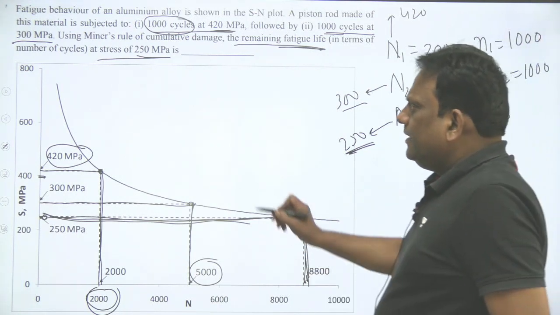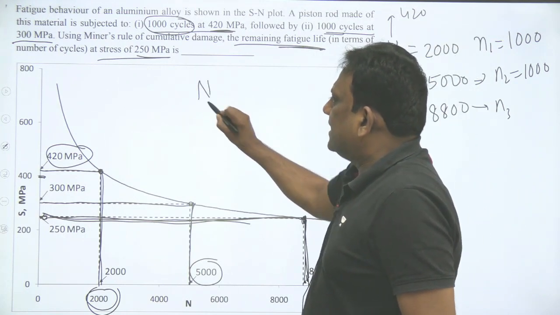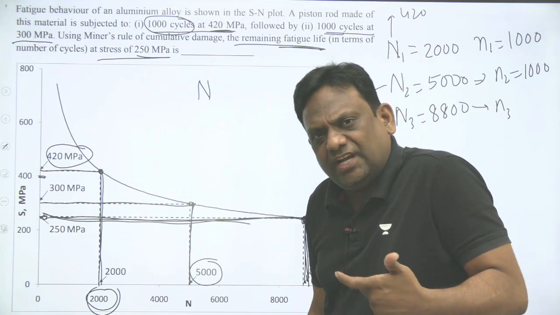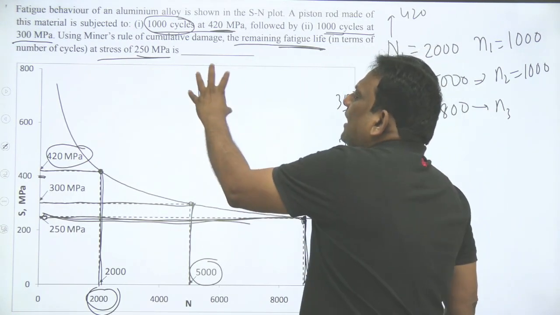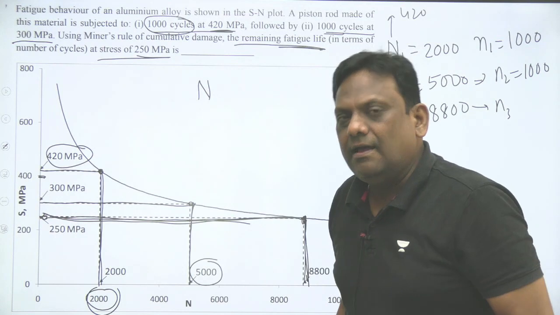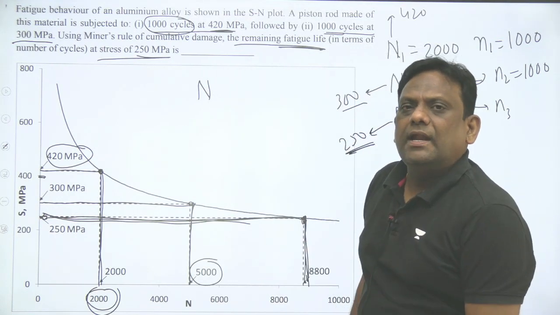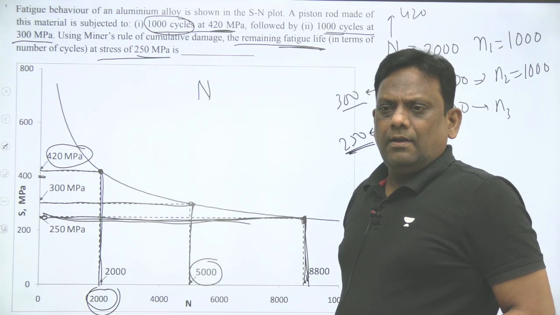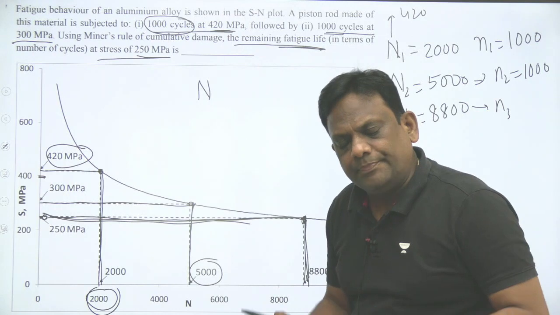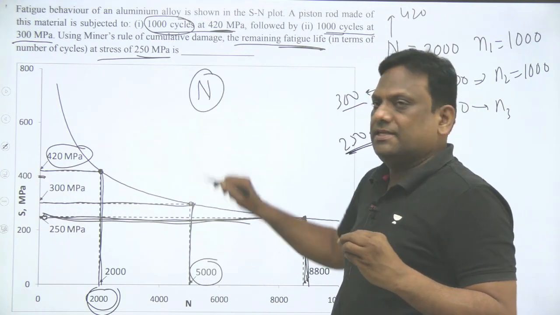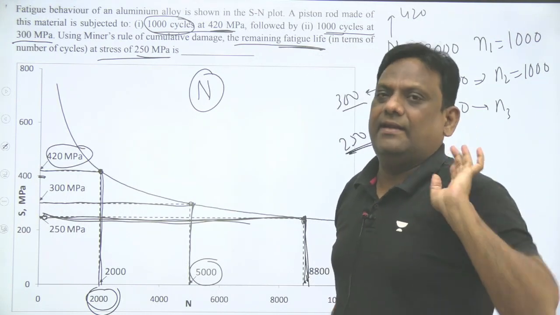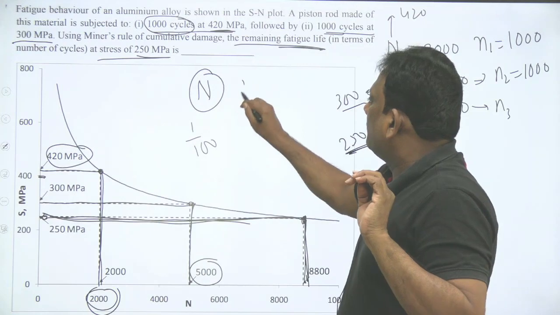Look at this: if the life under some stress is n, what is the fraction for one cycle? If the total life is n cycles, how much of the life is spent for one cycle? It's something like this. You are living for 100 years. If you live for 1 year, how much part of your life have you spent? 1 by 100. I repeat, sirs. You are living for 100 years. Now you have completed 1 year. So how much part of life have you covered? 1 by n, 1 by 100. Something like 1 by n.